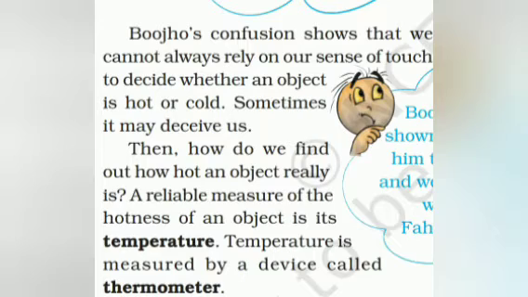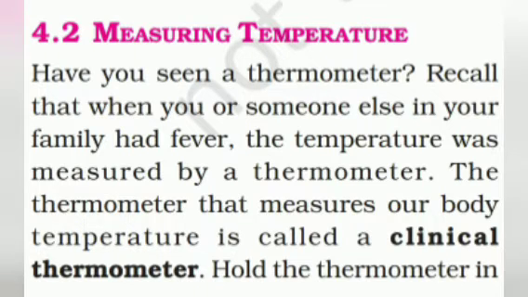So then, how do we find out how hot or cold an object really is? A reliable measure of the hotness or coldness of an object is the temperature. So we can measure the temperature with a device. What is the name of the device? It is the thermometer. Now, measuring the temperature. Have you seen a thermometer?